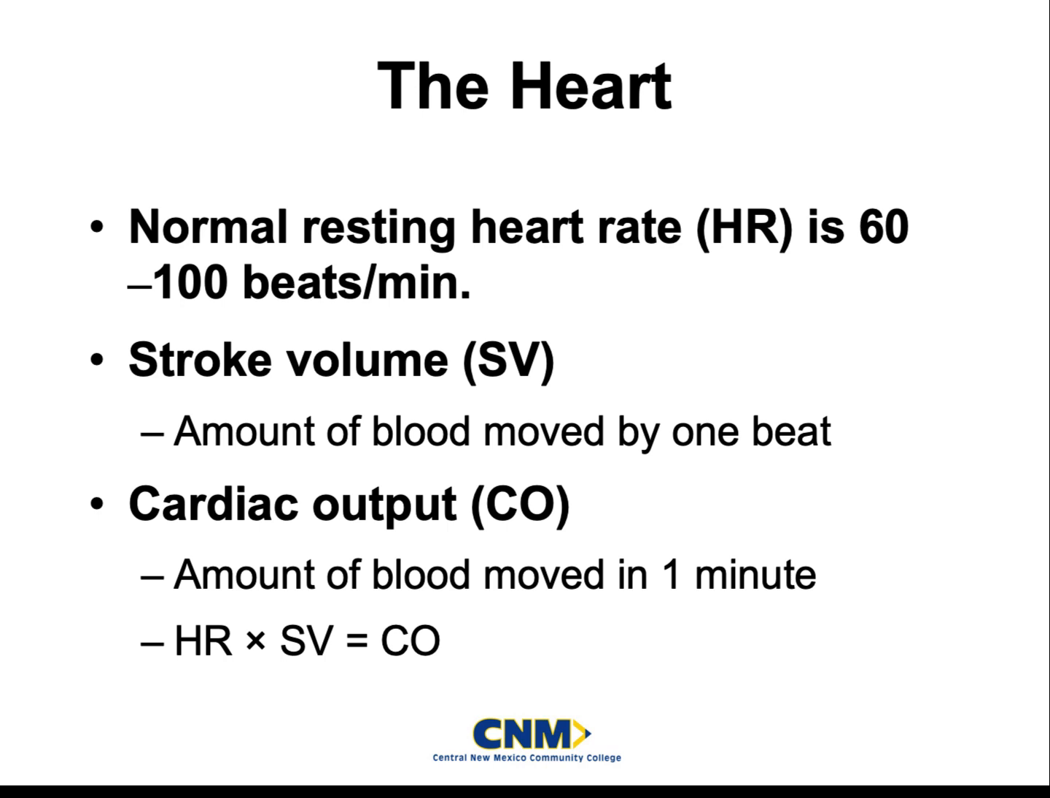And when we get to about 60 to 100 beats per minute, our heart rate, let's say our heart rate's at 70 and our stroke volume's at 70. Our cardiac output is right around 4,900 cc's or right around 5 liters of fluid. The normal average adult carries about 5 to 6 liters of blood in our body.